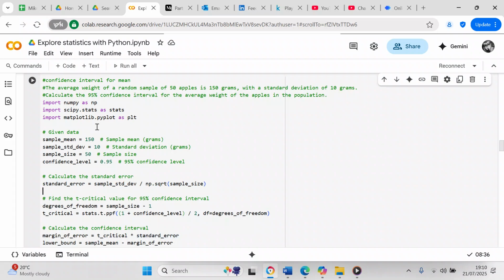Degrees of freedom equals sample size minus 1, so that's 49. T critical equals stats.t.ppf, brackets, (1 plus confidence level) divided by 2, comma, df equals degrees of freedom. So ppf is like a percentage point function.